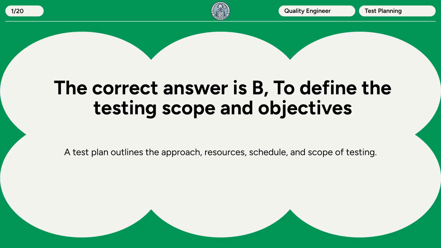The correct answer is B. To define the testing scope and objectives. A test plan outlines the approach, resources, schedule, and scope of testing.